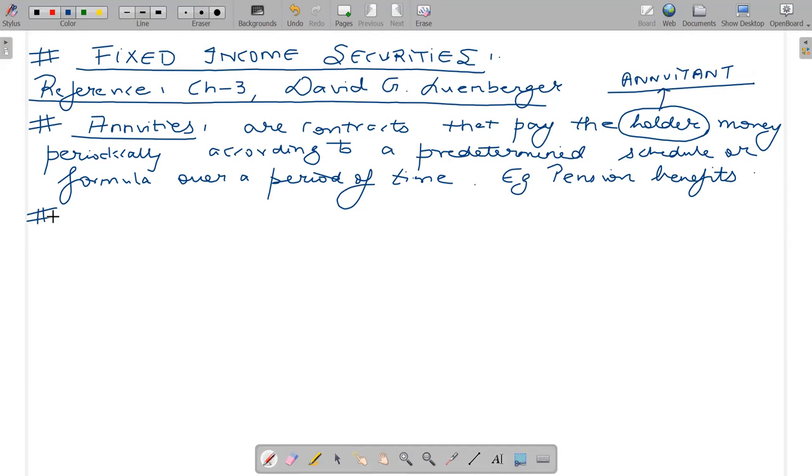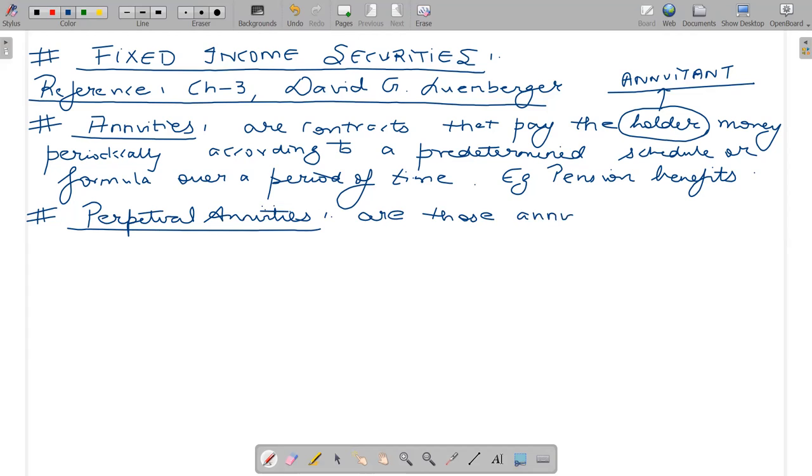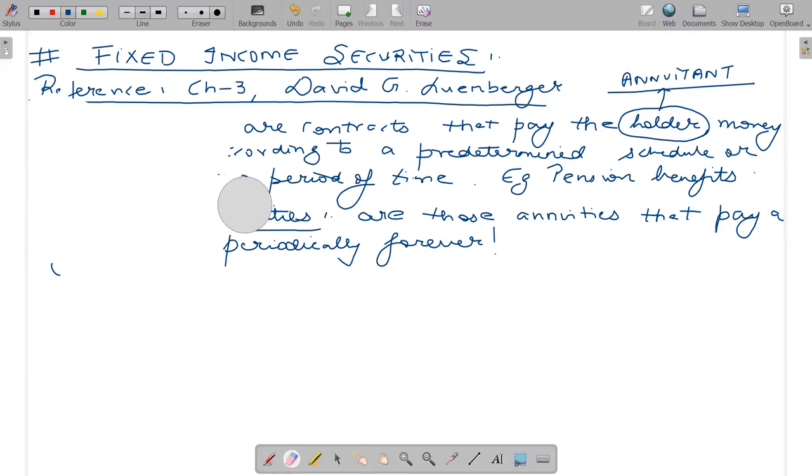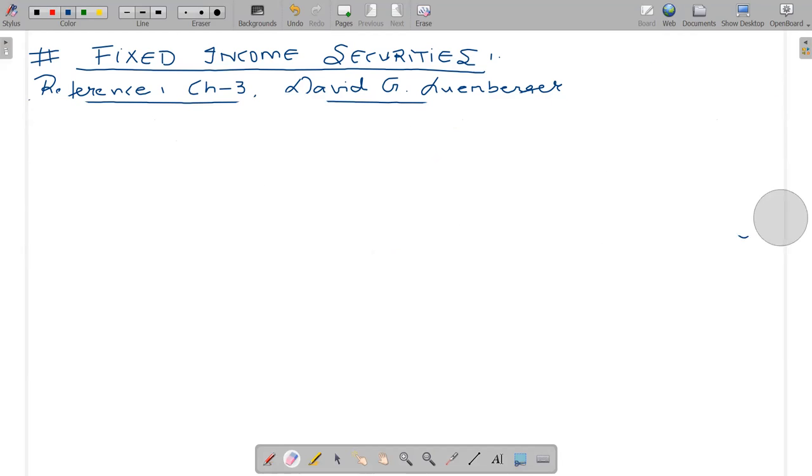Moving forward, we have talked about perpetual annuities. What are perpetual annuities? Those annuities that pay a fixed sum periodically forever. Okay, and now we can derive the present value of a perpetual annuity. So, erasing this whole part, let's now derive the present value of a perpetual annuity.